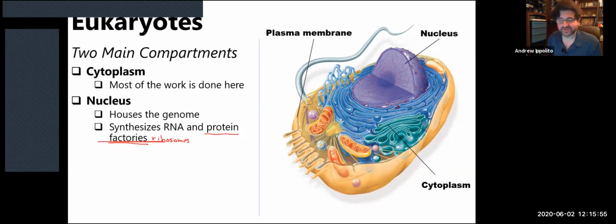Okay, so the nucleus is the compartment where the DNA is housed, where RNA is synthesized, and where ribosomes are synthesized. Okay. Within the nucleus, and you'll see this dark spot right here, that's called the nucleolus.